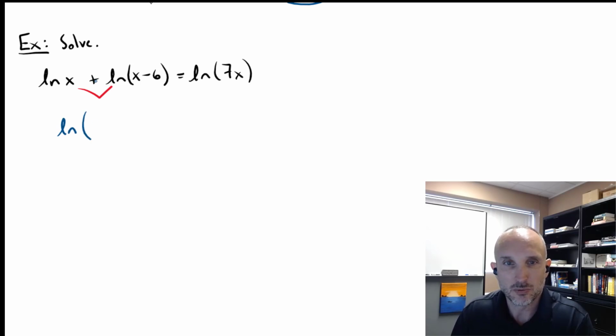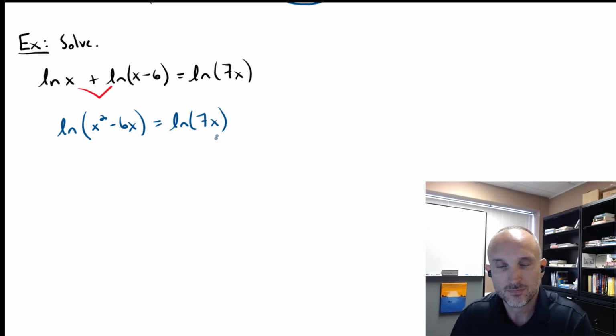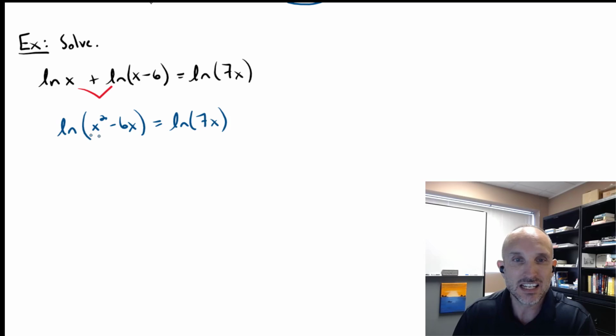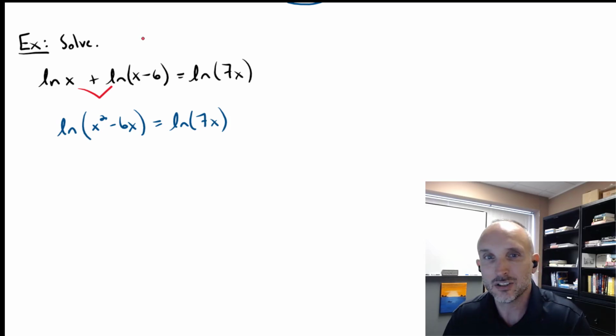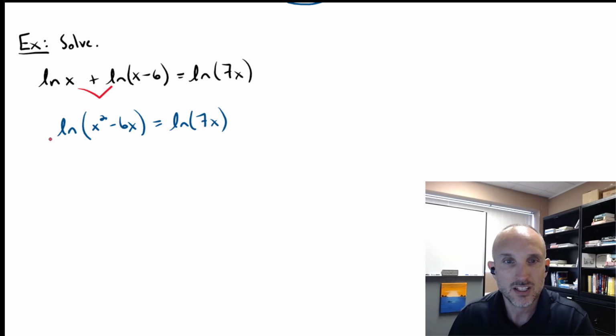Addition turns into multiplication. So I'm going to multiply x by x minus 6, giving me x squared minus 6x as my new argument. And now I have a single log on the left side and a single log on the right side. I can kill both birds with one stone by applying a base of e on both sides now.